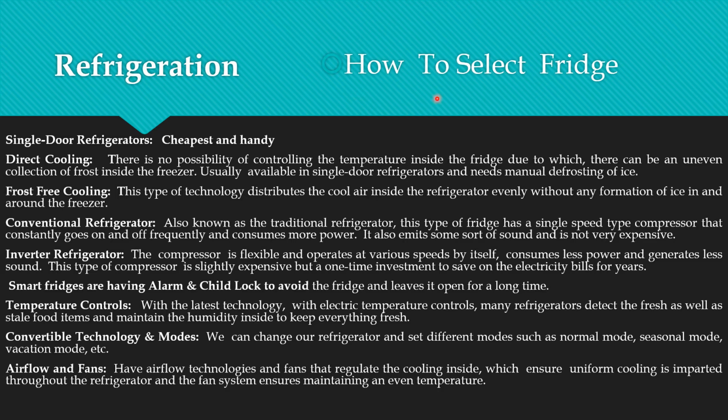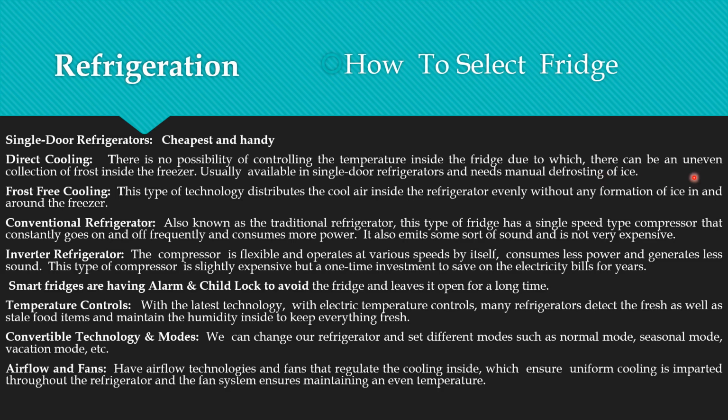Now we can see the selection of the fridge. How to select your domestic fridge. You can see the various properties and various aspects. Single door refrigerators are the cheapest and handiest ones, but they have some drawbacks also. Direct cooling: there is no possibility of controlling the temperature inside the fridge.